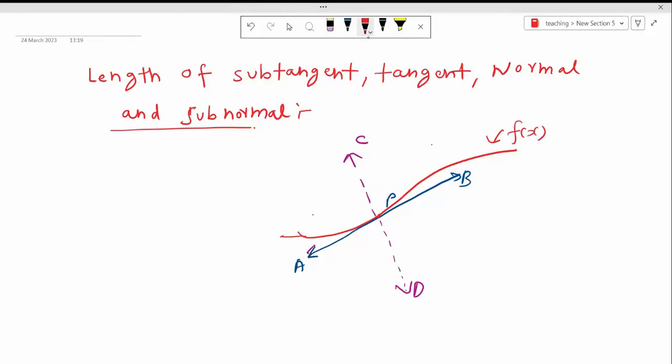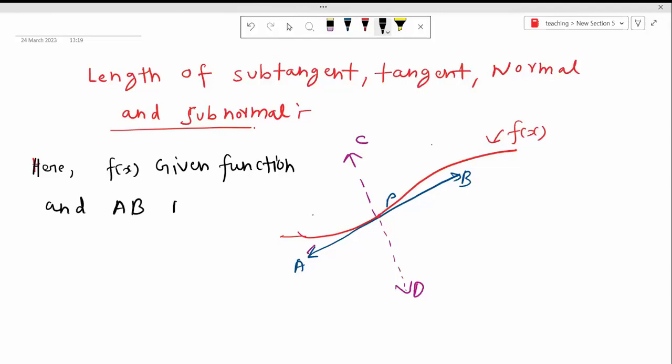Okay, to write down all this information: here f(x) is the given function, AB is the tangent at P, and CD is the normal at P. This information we took from this picture. Now we move towards what the subtangent is, the length of the subtangent, tangent, normal and subnormal.